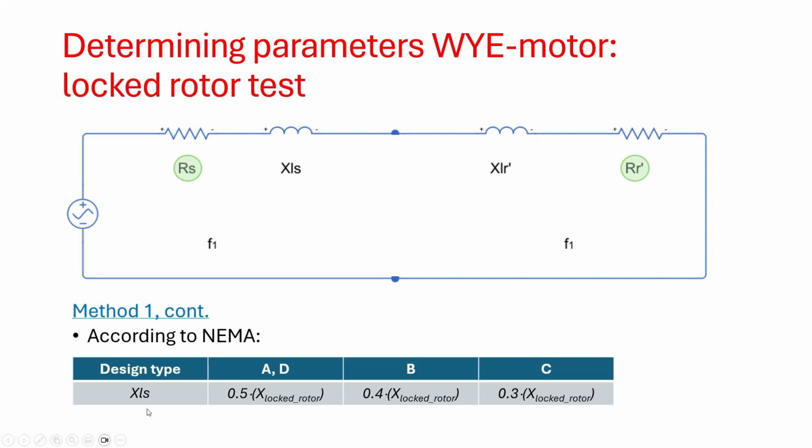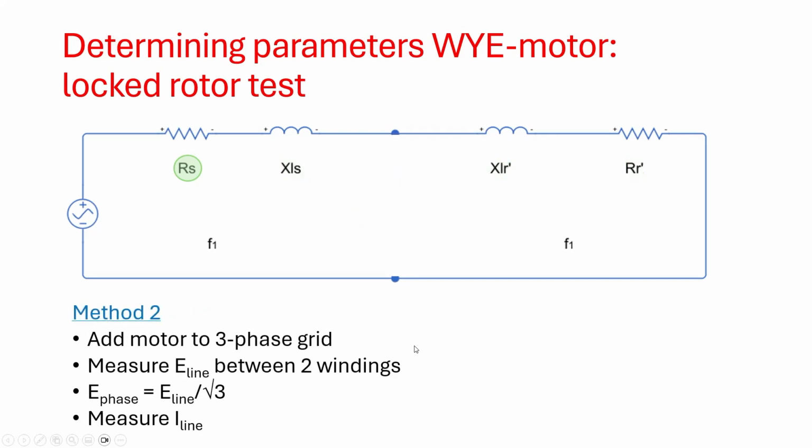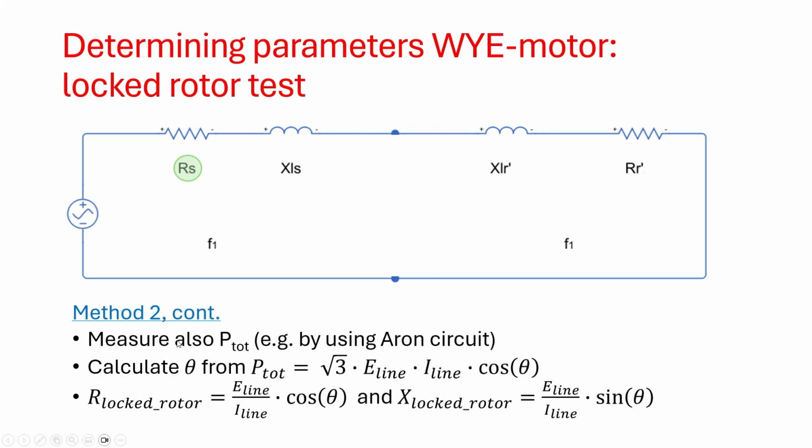So in that case, we figured out XLS. And because we have XLS, we can calculate XLR. And we can also now calculate XM because we needed that in the procedure of the no-load test. So now we have all parameters, but there is a second method for the locked rotor test, and it's more or less the same. Well, we add the motor to the grid, we measure E line, we calculate the phase voltage, we measure the line current, but we also again measure the total active power.